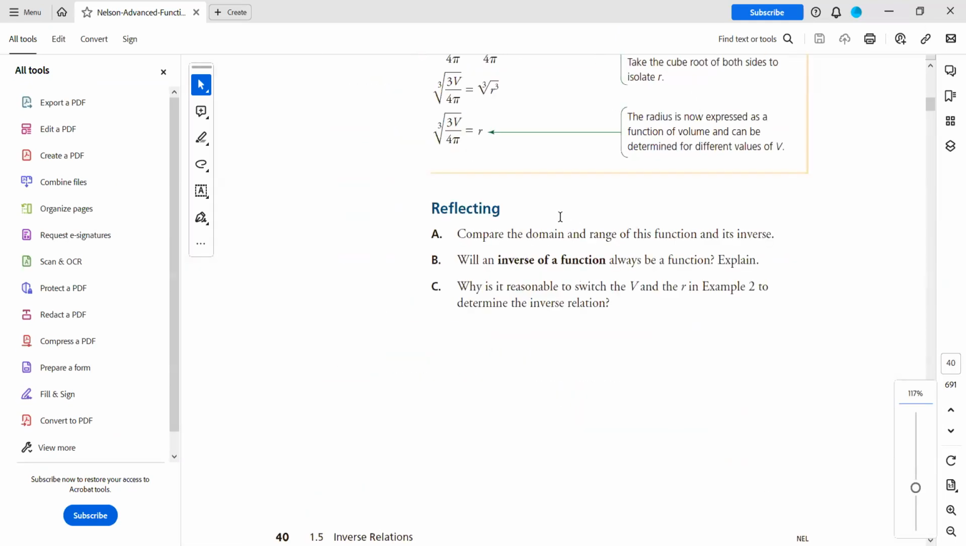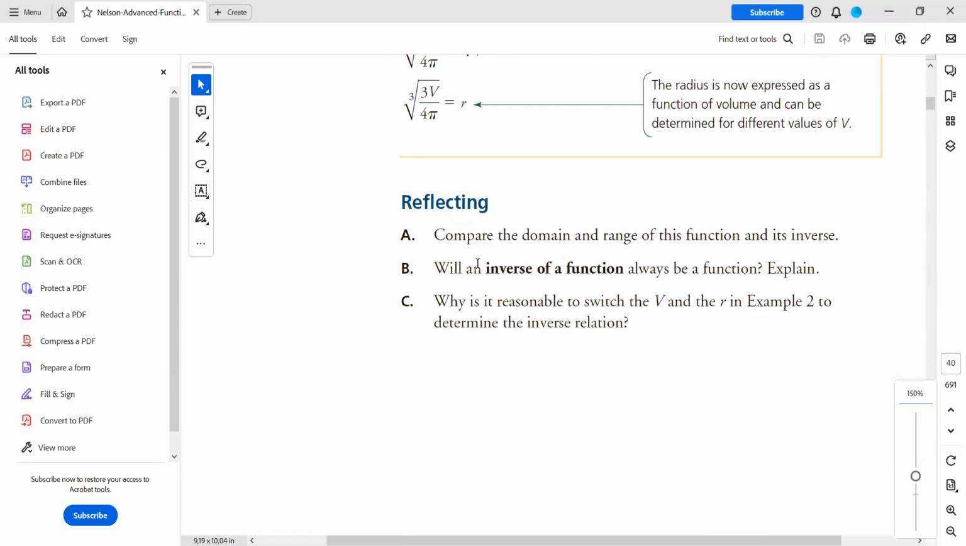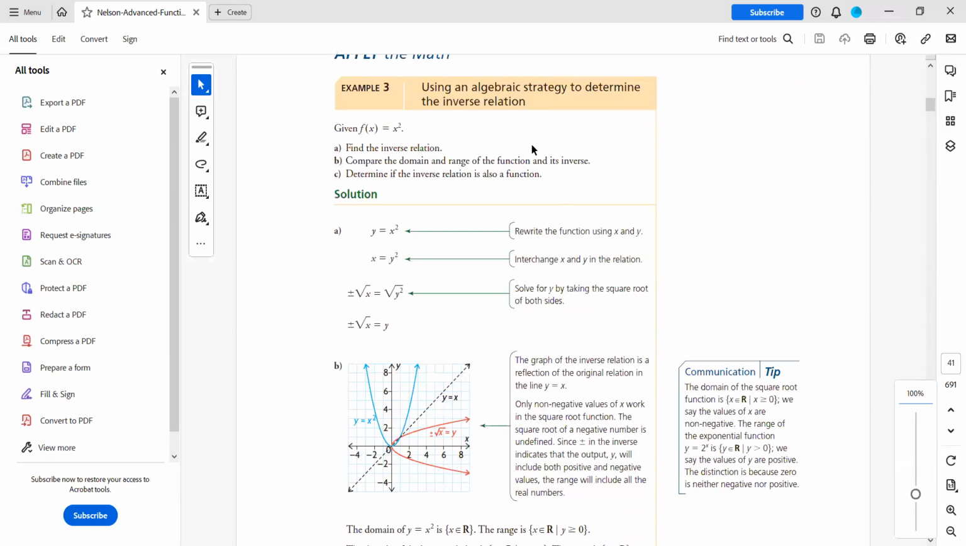So now we're going to answer the question: will an inverse of a function always be a function? Looking into this example, we have a function of the second degree. This is a polynomial function, or you may know it as a parabola, just a simple parabola with one vertex. And let's find the inverse function of the parabola.